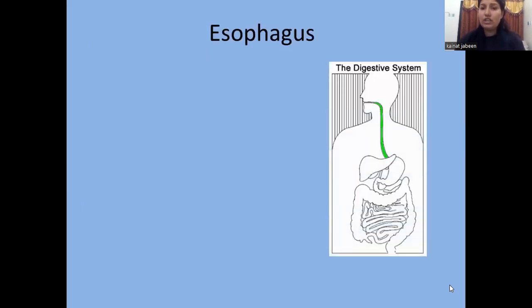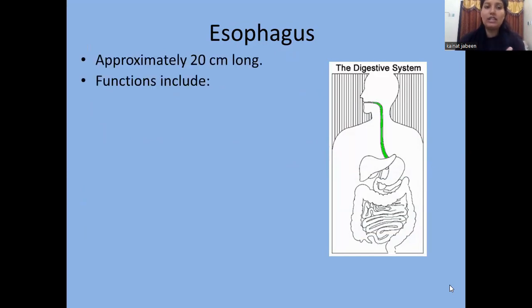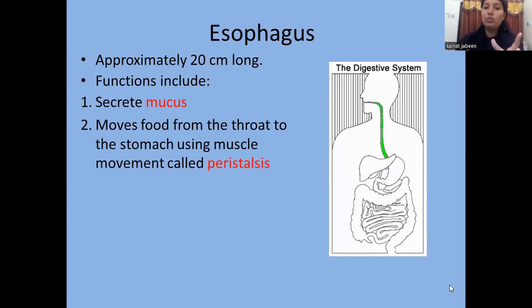The next organ that is involved is the esophagus. The esophagus is a long tube that starts after the pharynx and ends at the stomach. It is 20 centimeters long, and the main function of the esophagus is that it secretes mucus. What does mucus do? It is going to soften the food, so the food is going to move down easily.